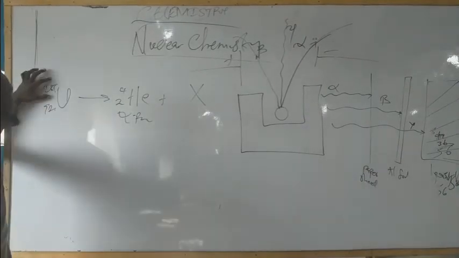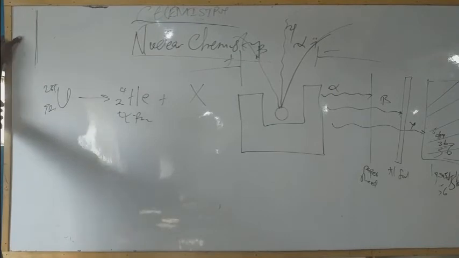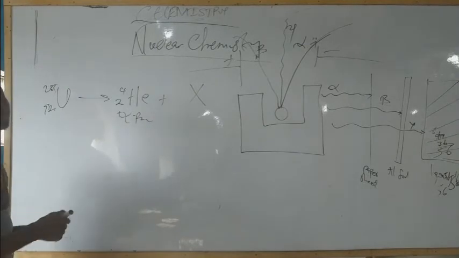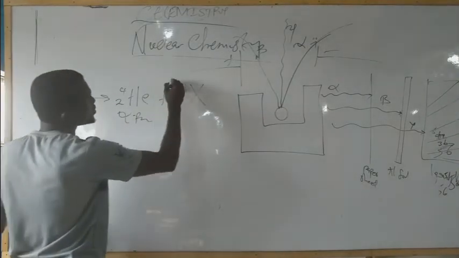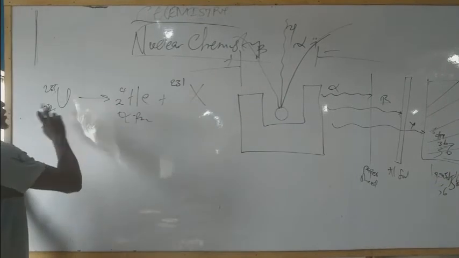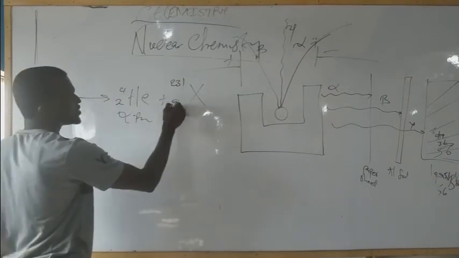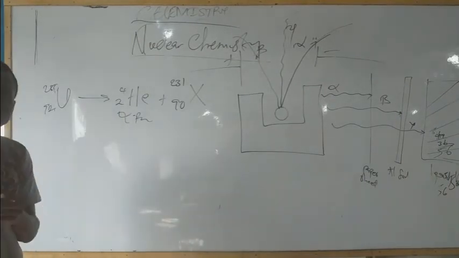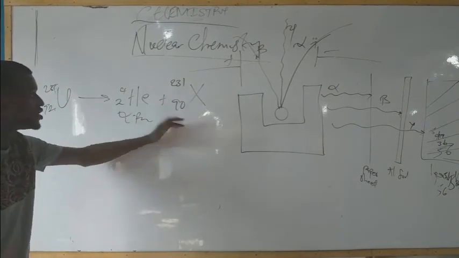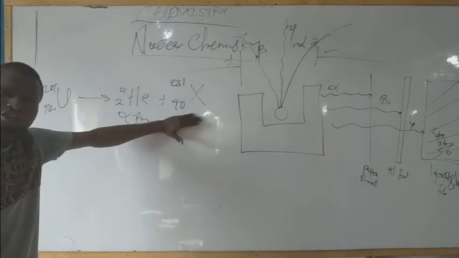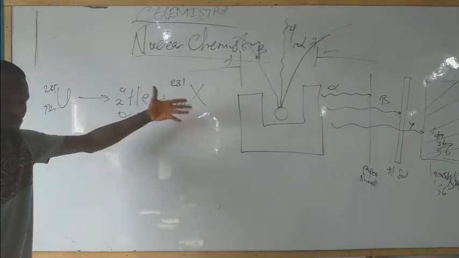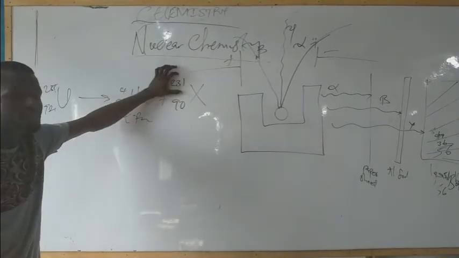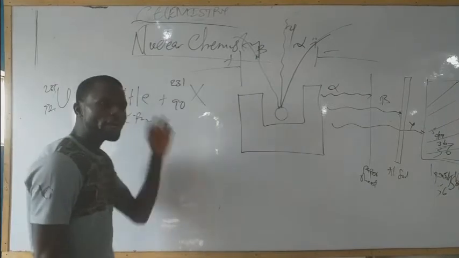So in that case, if the total mass number on the left hand side is 235, then to get this side, it will be 235 minus 4, and 235 minus 4 will give you 231. And then here, 92 minus 2 will give you 90. So evidently, we can extrapolate two vital pieces of information from this illustration. The first is that the atomic number of the daughter nuclei decreases by a unit of 2, as evident in the diagram. Then the mass number, as written in the superscript, decreases by a unit of 4.